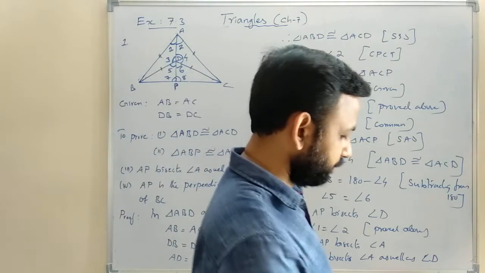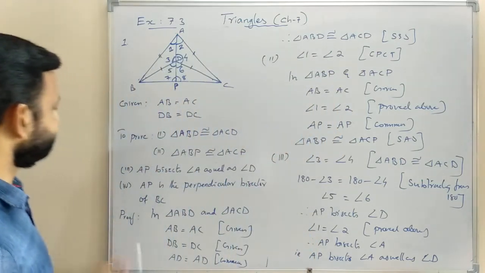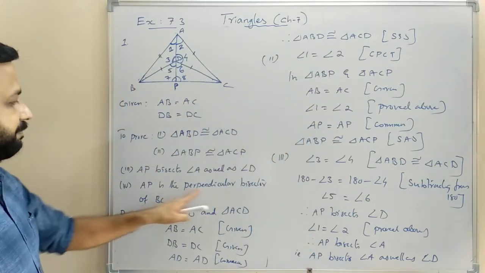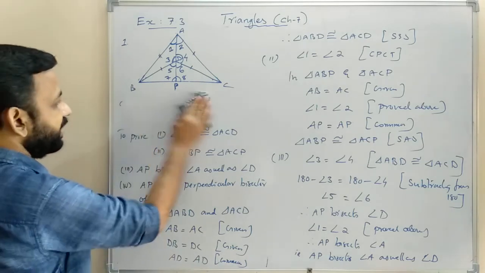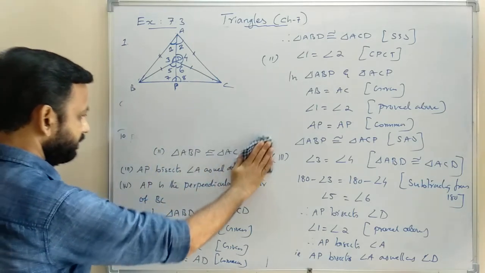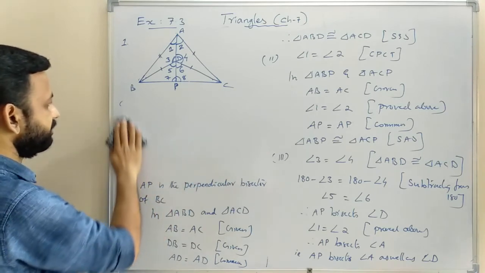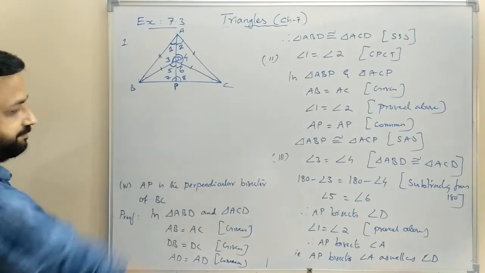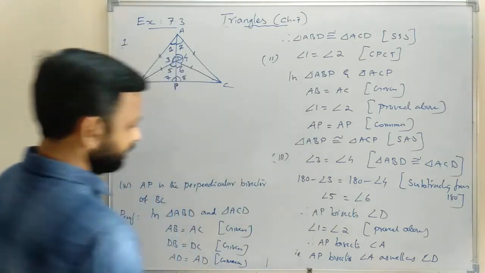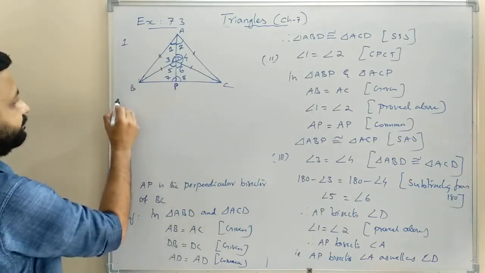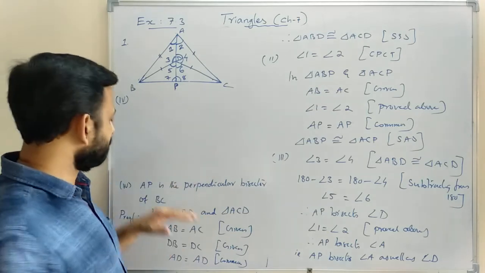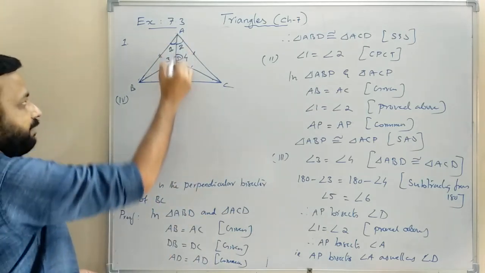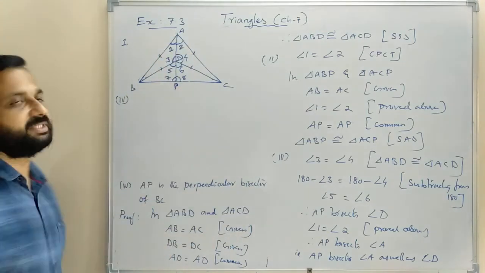Now one more part is there. That is AP is the perpendicular bisector of BC. So that part we will write here. We will prove AP is the perpendicular bisector of BC. So that is the fourth part. We need to prove AP is the perpendicular bisector of BC.